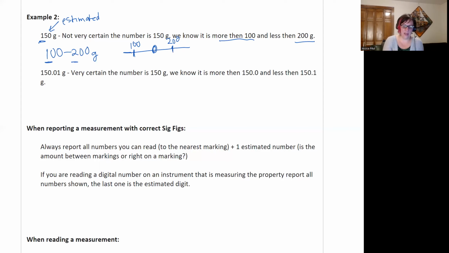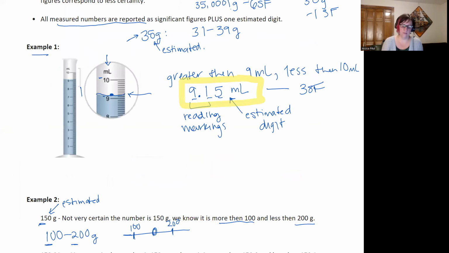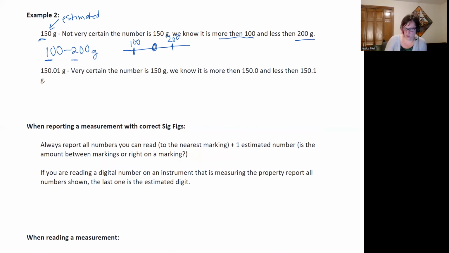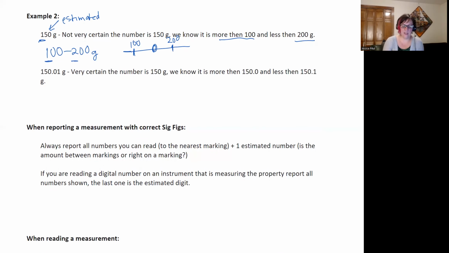Because here, my estimated digit, sorry about this, it keeps jumping around. My estimated digit is the 0.01. So that means I know for sure it's 150.0, but it might be as much as 150.09, right? So I have this range, and it means that then there are markings.